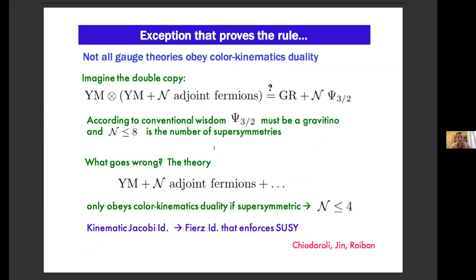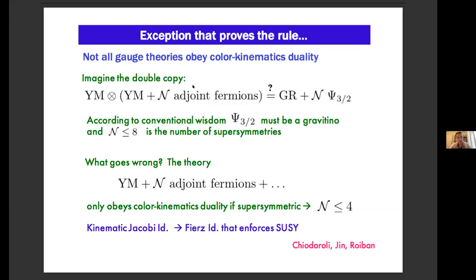Imagine that we double copy Yang-Mills times Yang-Mills plus n adjoint fermions. Now, if you just look at the state count and maybe three-point interactions, you would naively guess this would be gravity plus n number of spin 3/2 particles. If you go to the supergravity literature or any literature related to spin 3/2, you would conclude that this has to be gravitinos, and therefore you would expect that you can at most have 8 of them. So what goes wrong here?